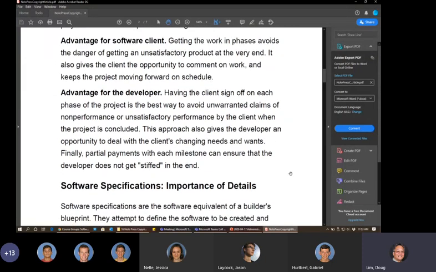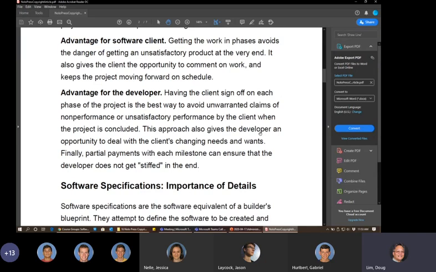The advantage for the developer is that having the client sign off on each phase of the project is the best way to avoid unwarranted claims of non-performance or unsatisfactory performance by the client when the project is concluded. So basically this is saying we want to know ahead of time that what we're doing is not satisfactory or not what the customer wants, instead of getting to the end and having the client unhappy, holding out money.